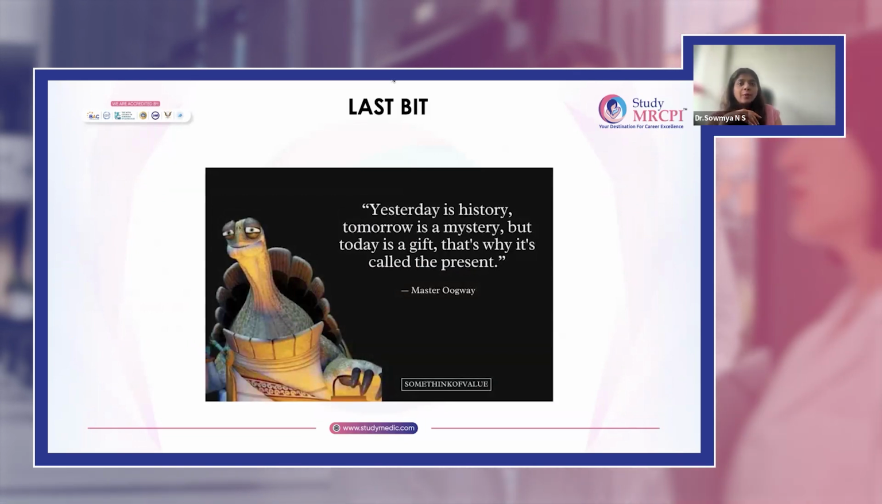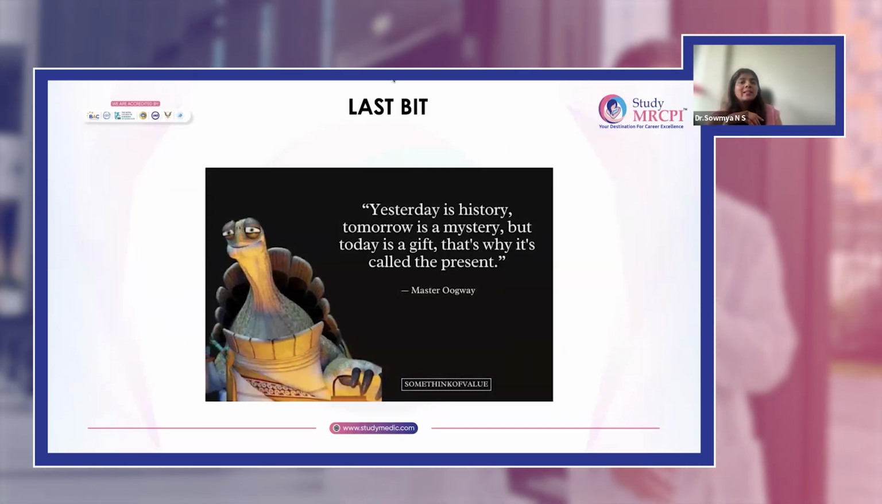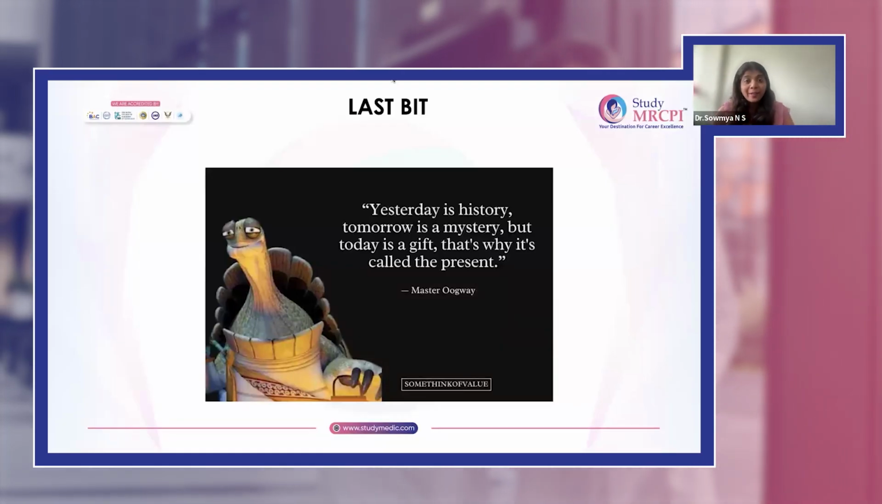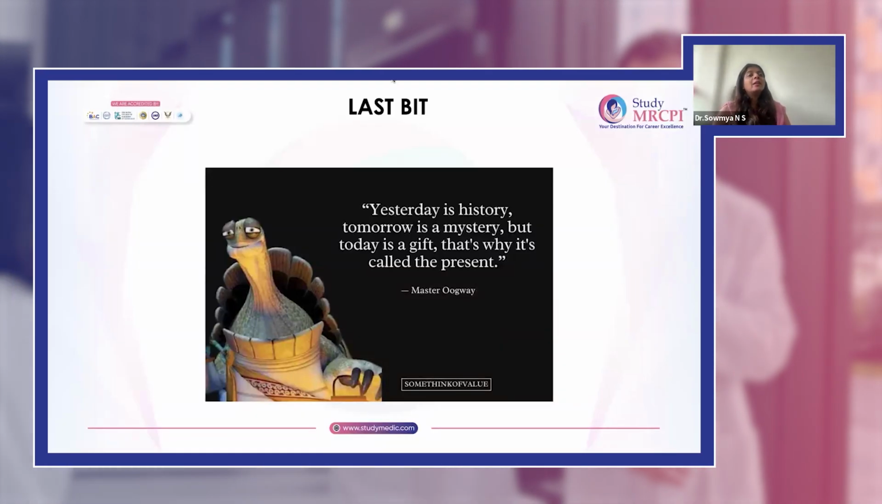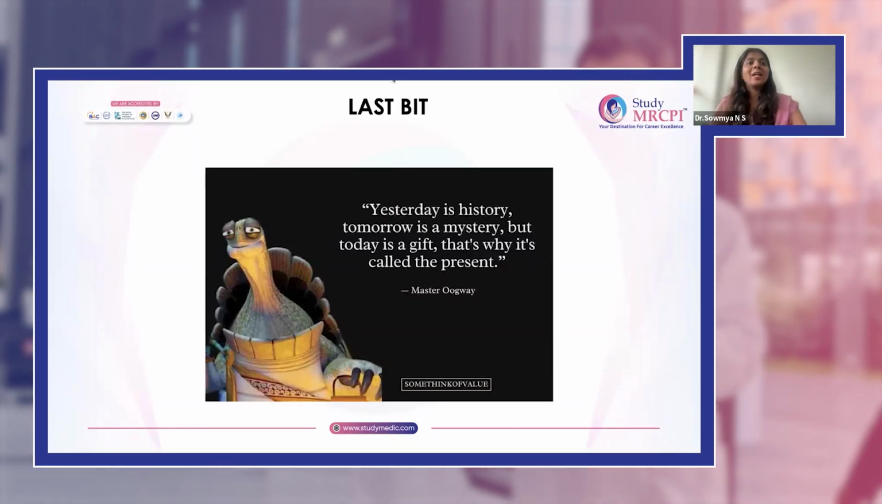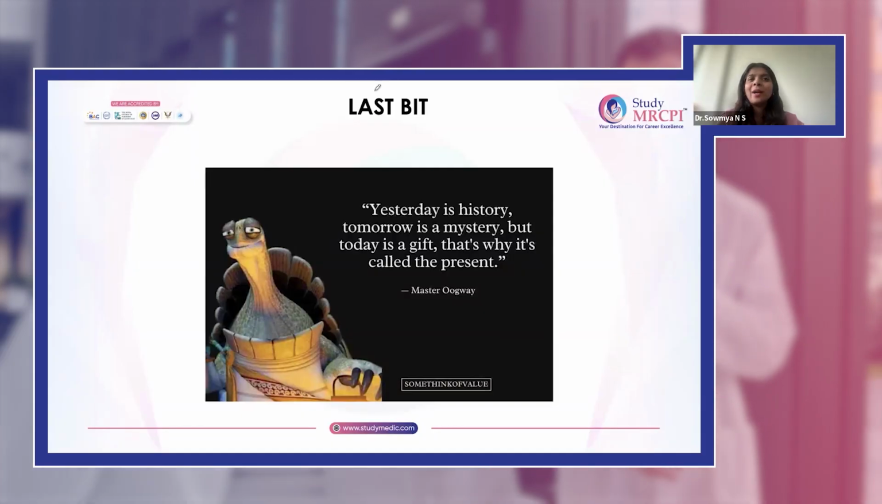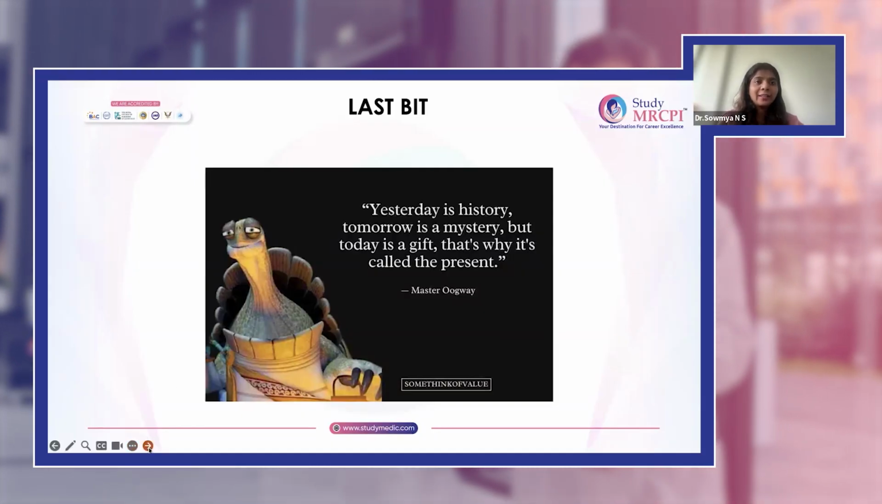Hope this was useful. Remember, yesterday is history, tomorrow is a mystery, but today is a gift. So that's why it is called present. So make use of your present well. I know your exams are fast approaching. Make the best use of the time and you'll all be coming out with flying colors.